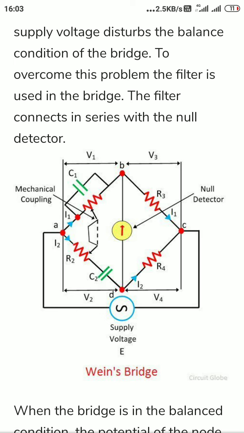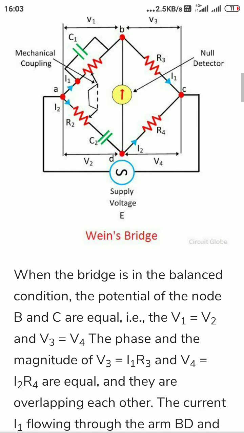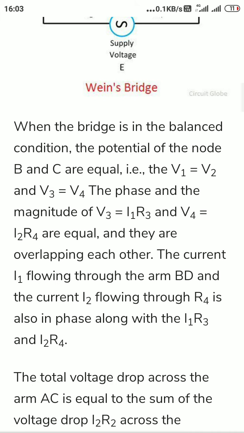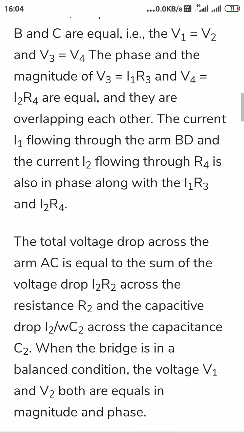Now with the help of the balance condition we can determine the value of unknown components and frequency. When the bridge is in the balance condition, the potentials of the nodes B and C are equal. Hence in this condition V1 is equal to V2 and V3 is equal to V4. The phase and the magnitude of V3 (I1 R3) and V4 (I2 R4) are equal, hence they overlap each other. The current I1 flowing through BD and the current I2 flowing through R4 are also in phase with I1 R3 and I2 R4.